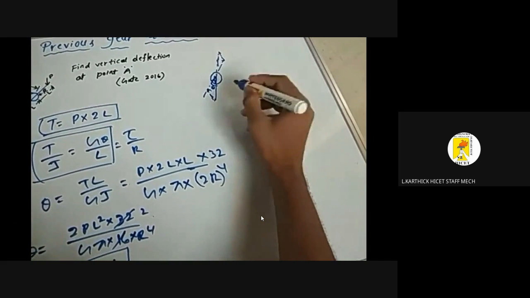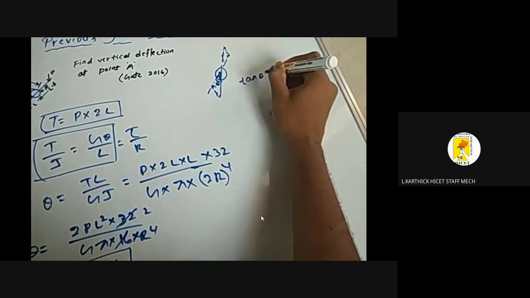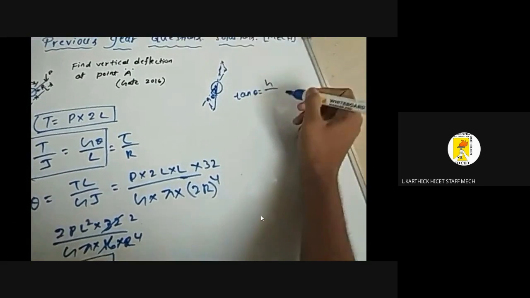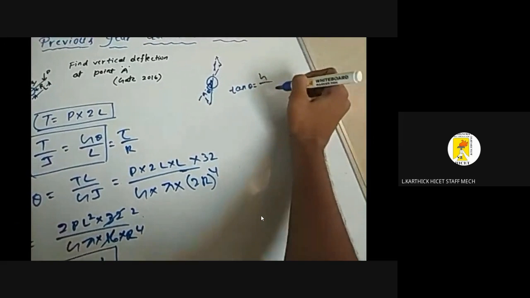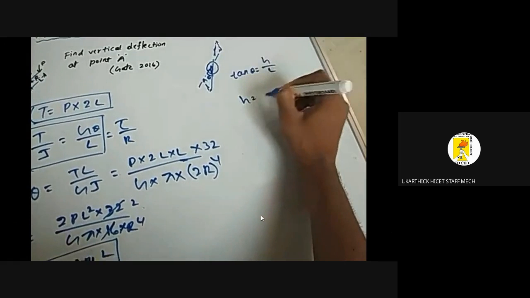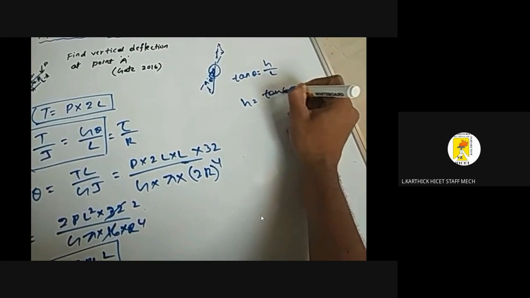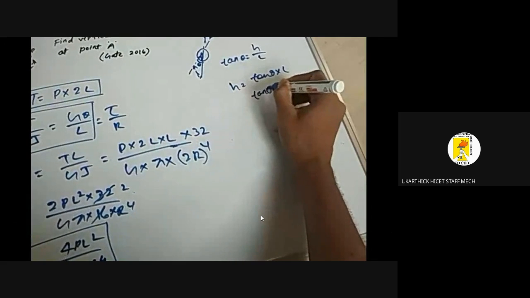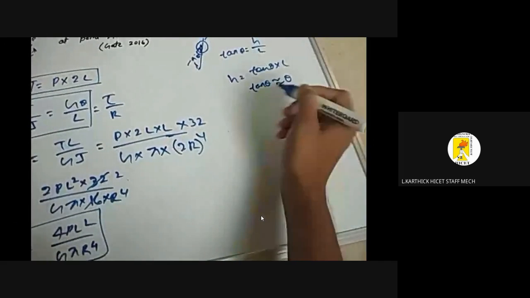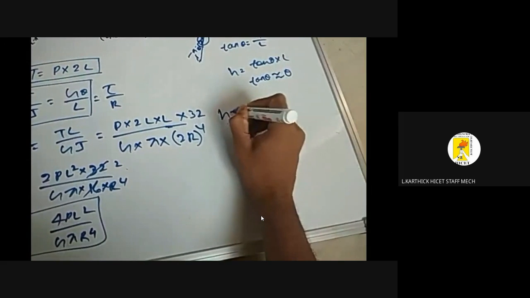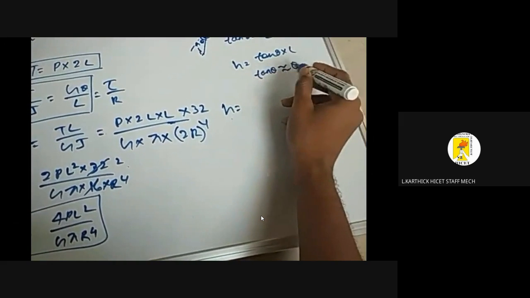We need to find this distance, so we use the formula tan theta equals this distance, h, divided by the length. What is the length here? L. So for the half of the side, it will be L. So h equals L into tan theta. Tan theta is equal to theta for small angles, so h equals theta into L, or L theta.